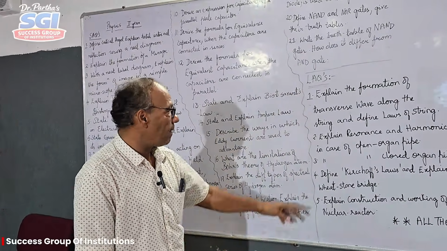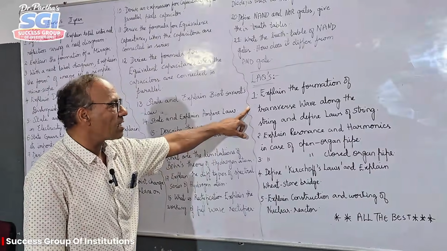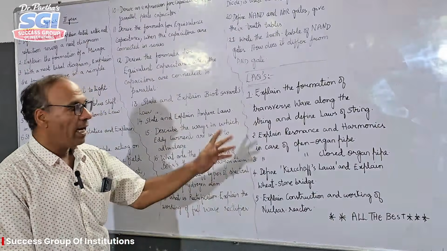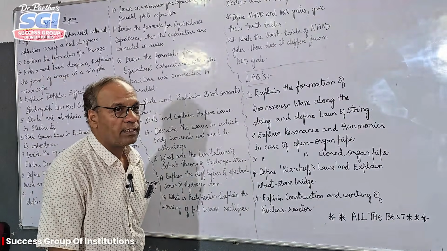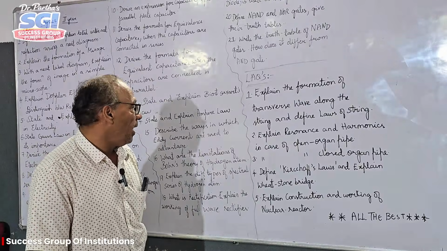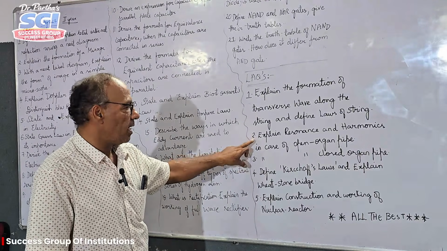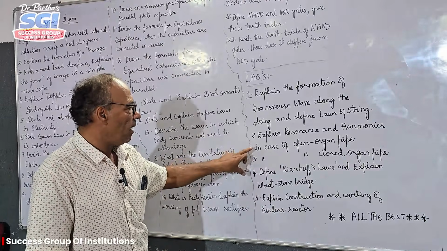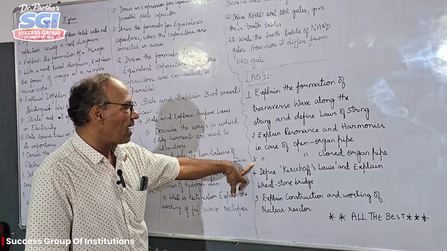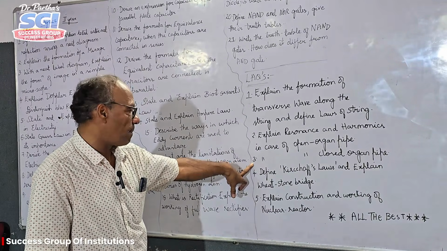Now, the LAQs. Explain the formation of a transverse wave along a string and define the laws of a string. This is the first question in long. The second one is explain the resonance and harmonics in the case of an open organ pipe. The third question is explain the resonance and harmonics in the case of a closed organ pipe.